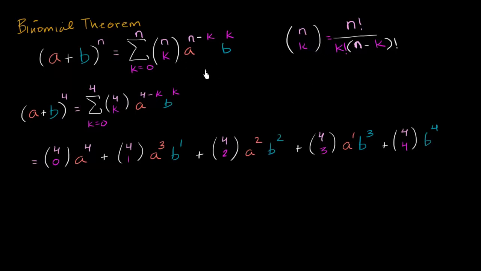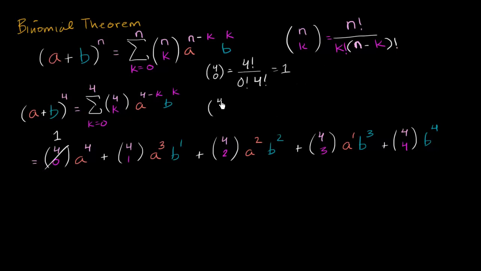So 4 choose 0 is equal to 4 factorial over 0 factorial times 4 minus 0 factorial. So that's just going to be 4 factorial again. 0 factorial, at least for these purposes, we are defining to be equal to 1. So this whole thing is going to be equal to 1. So this coefficient is 1. Let's keep going here.